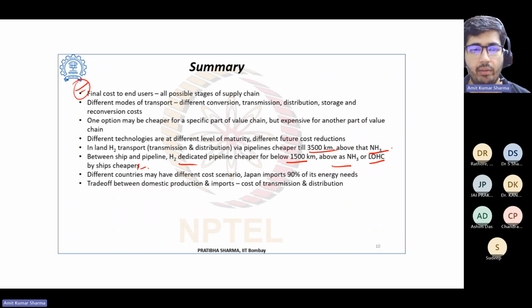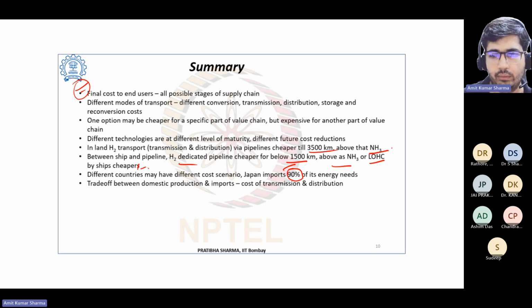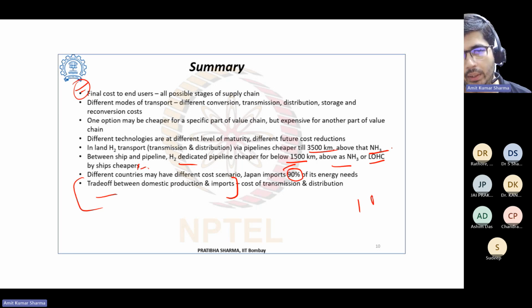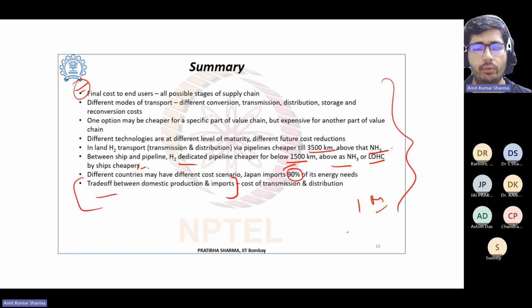Different countries may have different cost scenarios. Japan imports 90% of its energy need, so it depends on the country, because for Japan the import is cheaper than the production. There should be a trade-off between domestic production and imports. If you are producing something and spending 1 rupee, and the same thing you can import for less than 1, then you will import it. These are the things you have to consider.